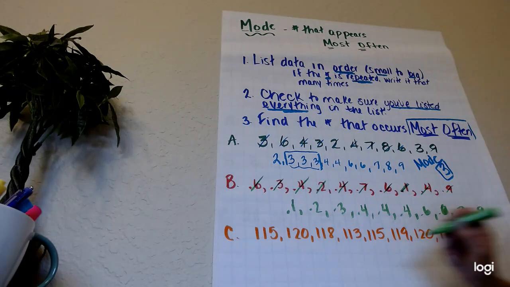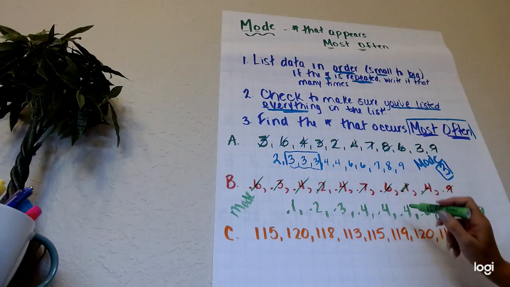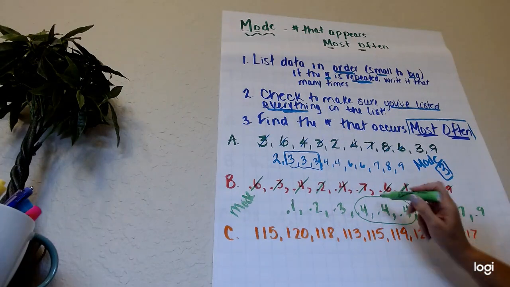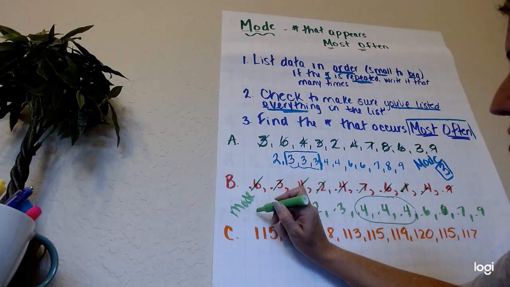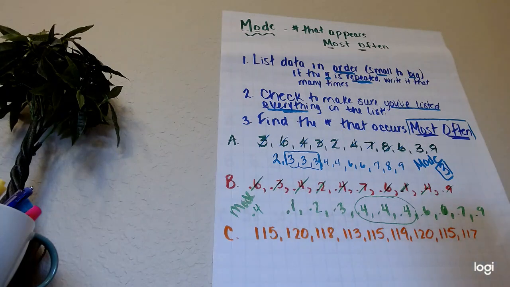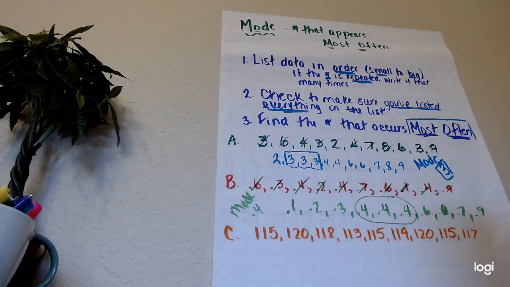So what is my mode in this set of data? What number appears the most? 0.4 occurs 3 times, but 0.6 occurs 2 times. So 0.4 is my mode. That's my answer.